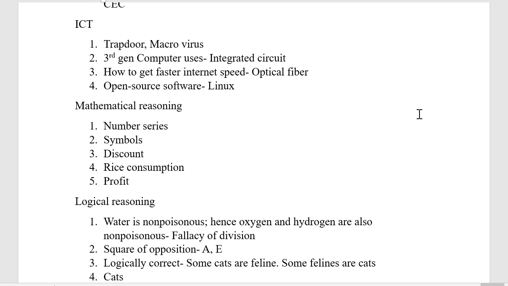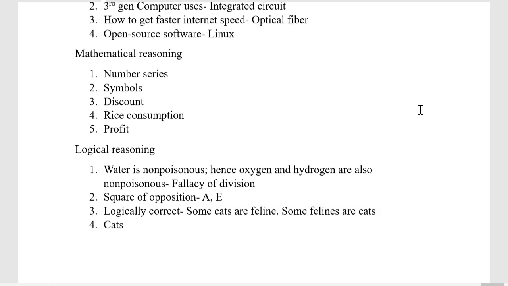And the second was a tricky one. There were some symbols given, and I think most students couldn't grasp the logic behind that. Now there was a question related to rice consumption, that is, if this many people could consume this much rice in these many days, in how many days could one consume this much rice, something like that. And there was a question related to profit and loss.